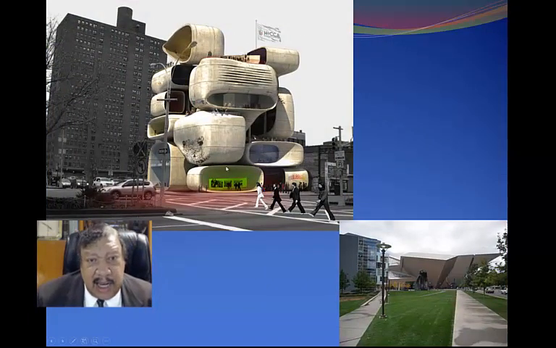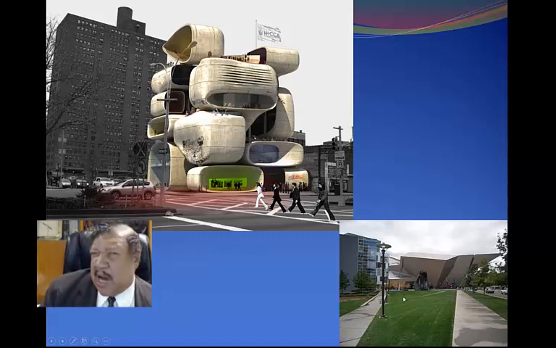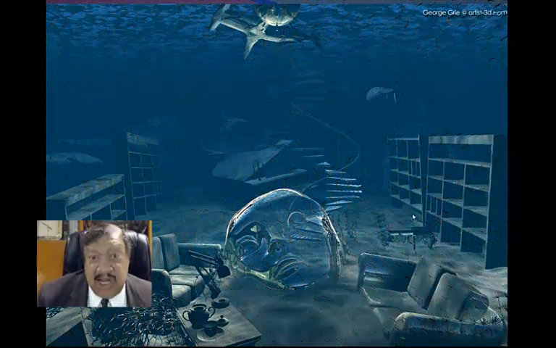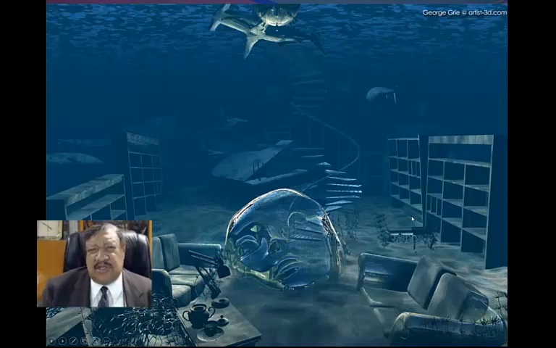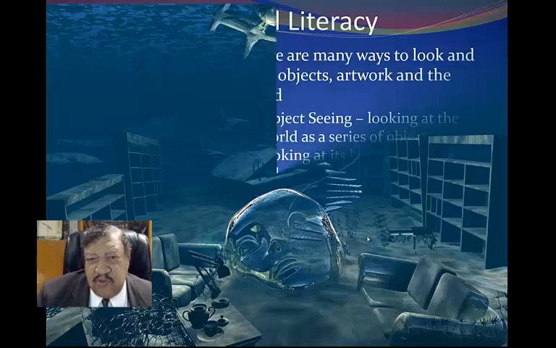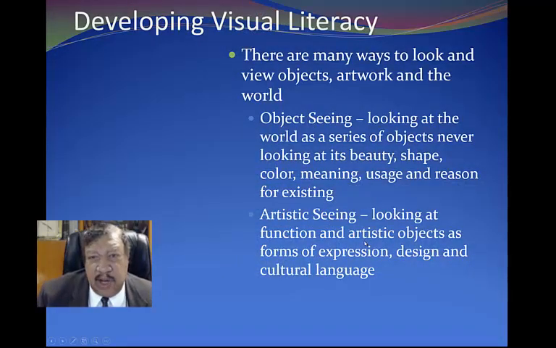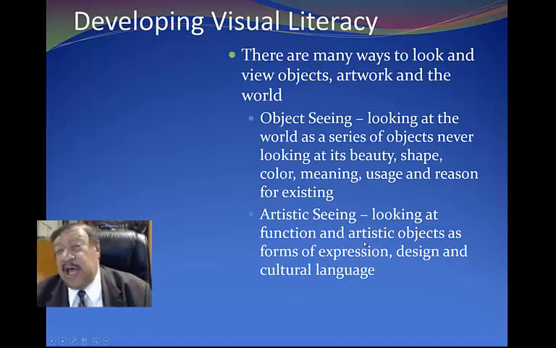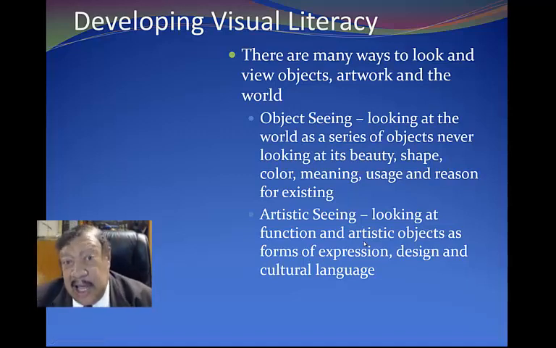Here we have an office building. We have another form on the right, and this is not just a piece of box architecture. This almost looks like an abstract form. And of course, architecture can change. Then we have the mysterious. Obviously, we're underwater here. Obviously, these images are very strange. And of course, the longer we sit and view this, we can go many different ways. So there are many ways to look and view objects and artwork and the world.